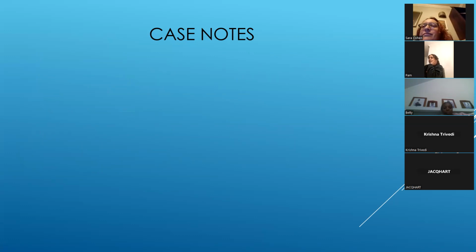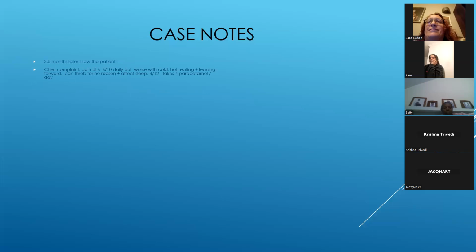The reality was, I saw the patient 3.5 months later. Chief complaint, upper left 6, pain daily, worse with cold, hot, eating, leaning forward, throbbing for no reason, affecting sleep. 8 months of pain, he told me, taking 4 lots of paracetamol a day. Last examination 5 years ago. He can't find a dentist in the entire county he lives in, Cornwall. So he's coming to Hertfordshire for treatment. I'm not sure quite how he ended up in Hertfordshire to begin with, but he has come approximately 200 miles to see us.